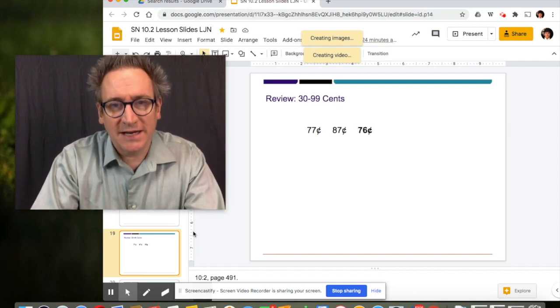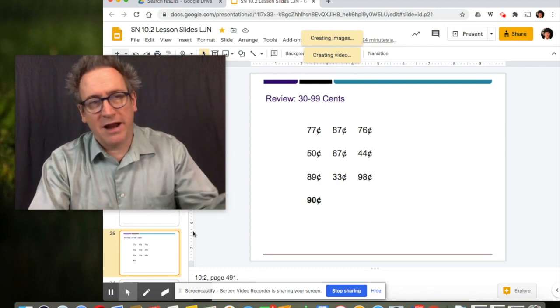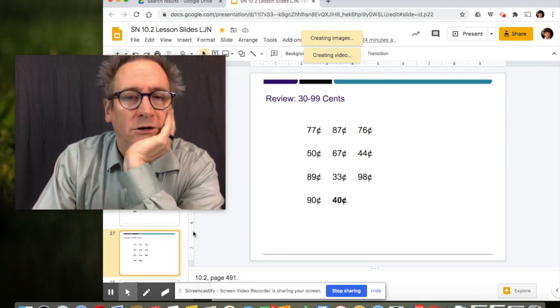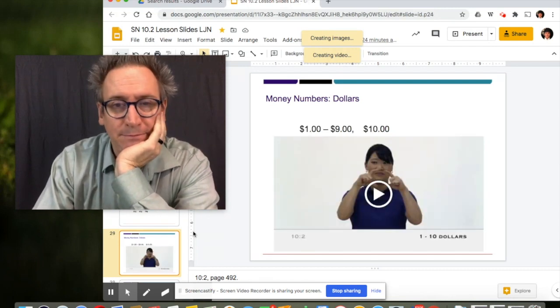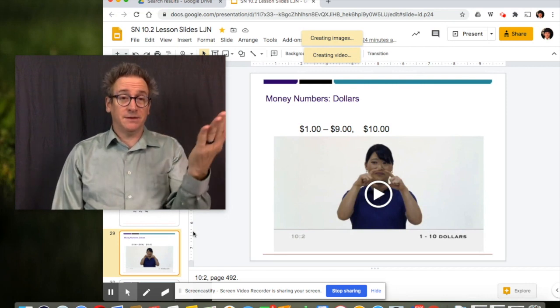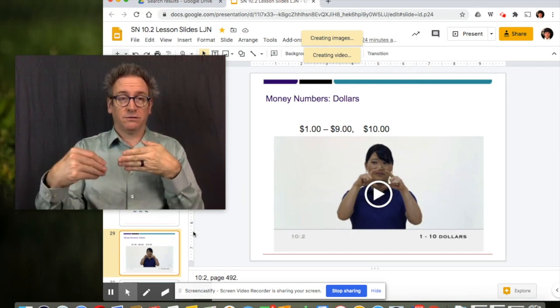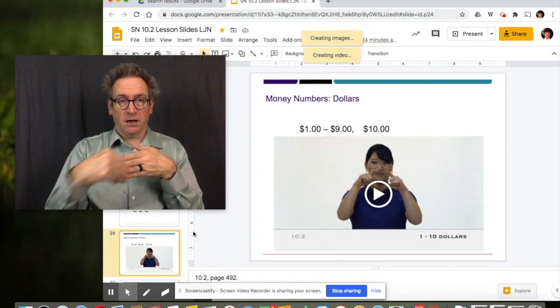So 77, 87, 76, going back and forth, practicing all of these. Normally in class, we would just go around and everybody would take one, or I'd have everybody sign together. So if you just do these on your own and practice them. So now we get into dollar. Now dollar, if you imagine this is the paper bill that you've got, dollar, $1, $2, $3, $4.